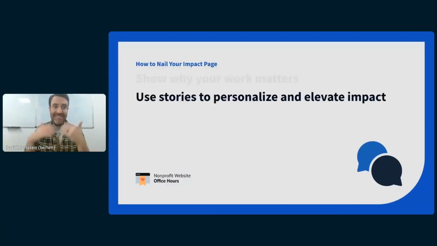And speaking of stories, the next big bucket that we're going to talk about here is using stories to both personalize and elevate your impact. So when someone visits your impact page, they don't just want to know how many people you served, right? They want to understand who was helped and what changed in their life and why it mattered and what that allowed them to go on to do, et cetera. And so stories really offer that connection, right? They bring your work to life through the words and experiences of real people, and they illustrate the difference that you're making in the world.